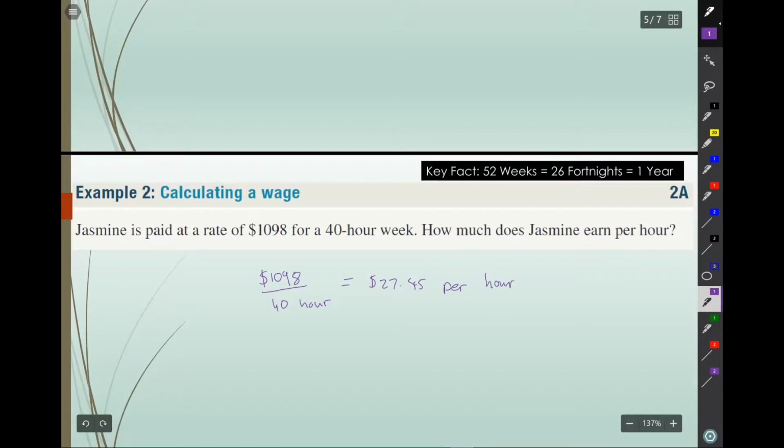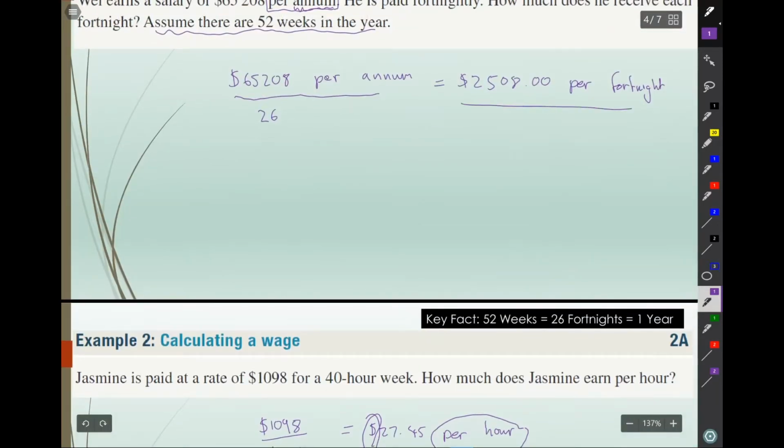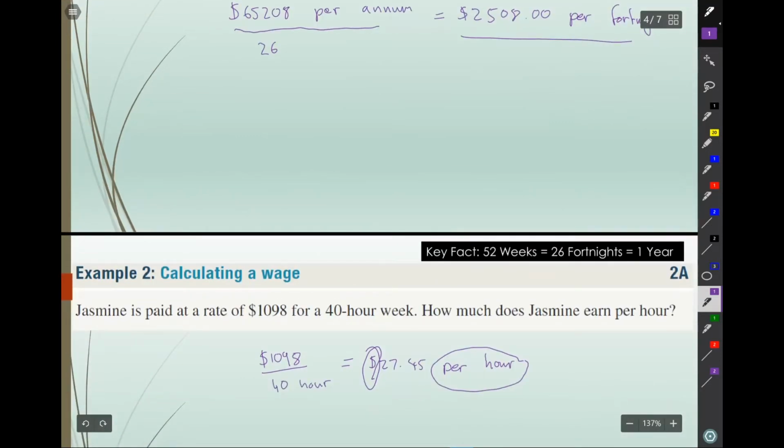I want you guys to get in the habit of writing something like this with your answers. Don't just write the number. Obviously, remember to include the dollar symbol, but also include a phrase that lets the person marking the question know that you know what you're talking about. You know that this is per fortnight. You know that this is per hour. It doesn't take long, and it's always going to be worth your while to just add that clarification in there.